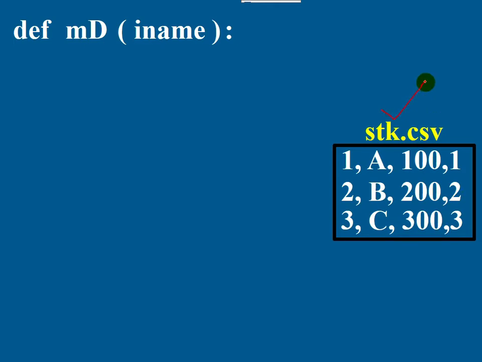So from this CSV file, I want to modify a record with the item name given in this variable. So let me take an example for this variable. Let it be B. So from this CSV file, I want to modify the record whose item name is B, which means I want to modify the second record. I don't want to modify item code, price and quantity. Only the item name should be modified. B should be replaced with a new item name.